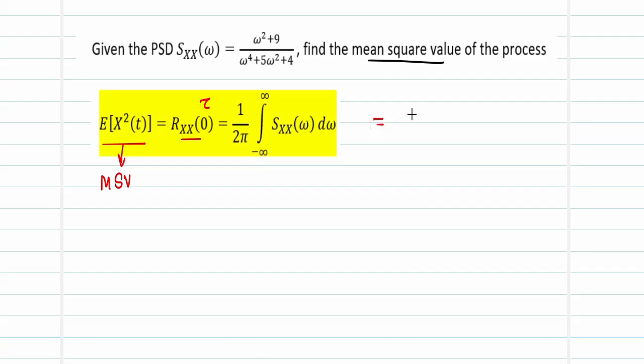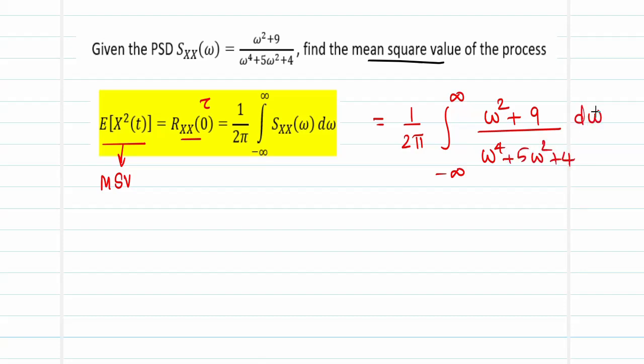Now if we apply the same over here, it becomes 1 divided by 2 pi integral from minus infinity to infinity. Our Sxx of omega has been given as omega square plus 9 divided by omega power 4 plus 5 omega square plus 4, and this is with respect to d omega. I will have to integrate it.